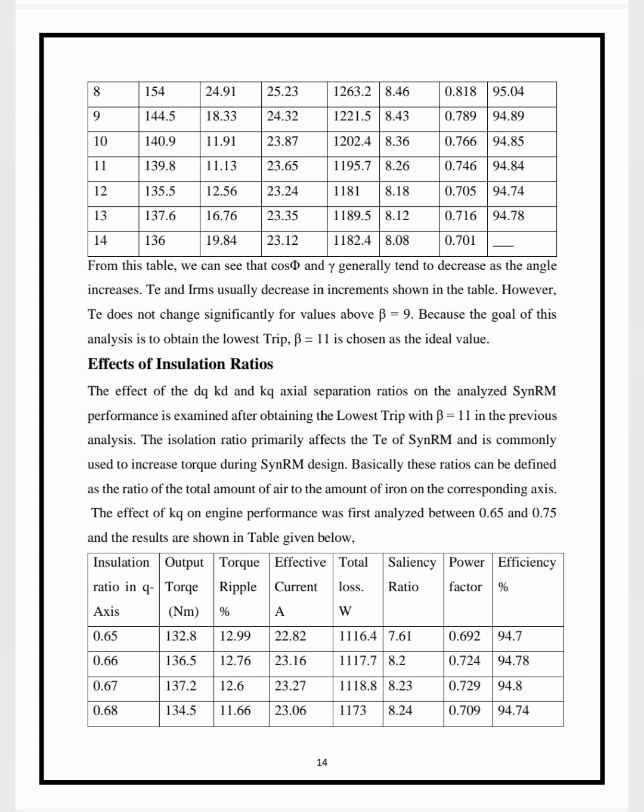Output torque and IRMS usually decrease with the increment shown in the table. As we are increasing the angle, all these things are decreasing. However, output torque does not change significantly. It has just minor changes for beta controlling angle values above 9, because the goal of this analysis is to obtain the lowest ripple torque, which is at beta 11, and it is chosen as the ideal value.